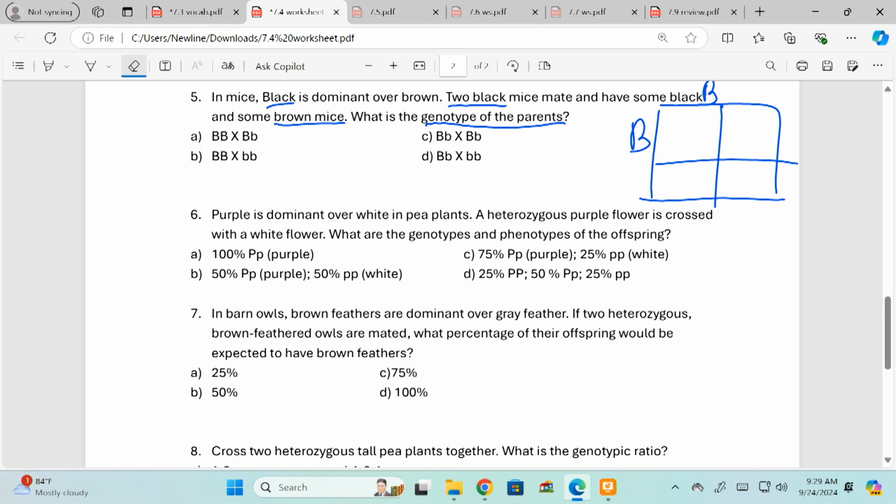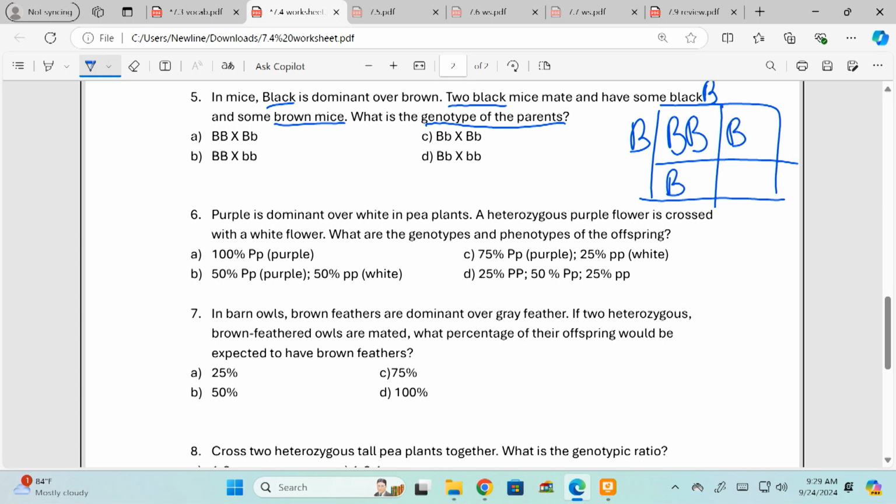So I'm going to fill in what I have. All I can really do so far is use these capital B's. And then I don't really know what's going to go in these 2 boxes and what that one is, right? Well, let's see what the question says, and it's going to give us some hints here, okay? In the question, it says some of the offspring are black and some of the offspring are brown. So let's look at this box, okay?